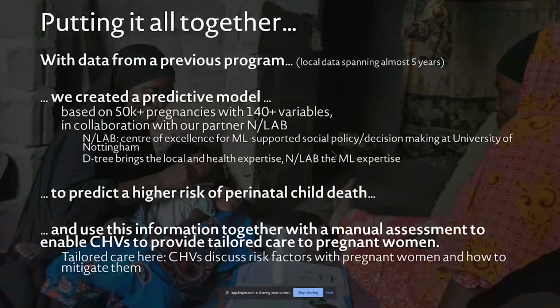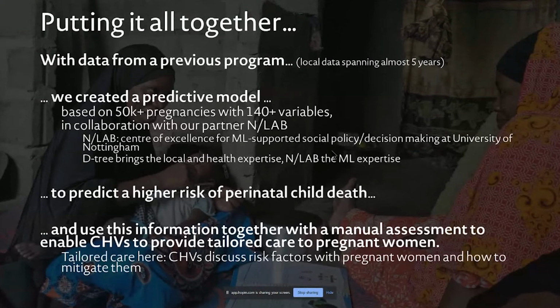So we collaborated with NLab, the Center of Excellence for Machine Learning Supported Social Policy and Decision Making at the University of Nottingham, to create a machine learning model. And they actually created this first model for us, but with our input. So they had the machine learning expertise, and we brought the health expertise, the public health expertise, as well as the community health and implementation expertise.